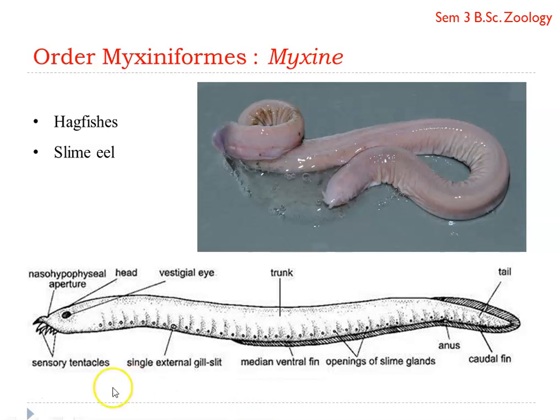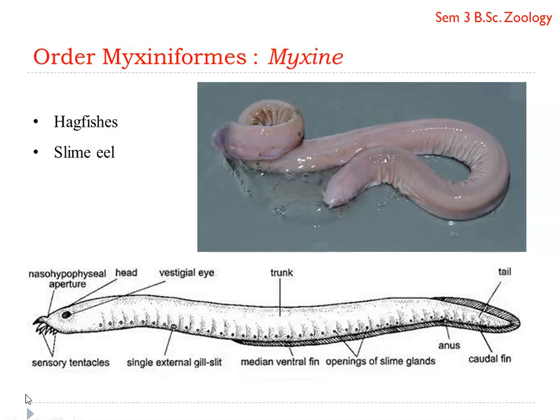So Myxine are referred to as hagfishes, and we saw why they are called hagfishes and why they are also called slime eels. We saw the body divisible into head, trunk, and tail. Oral structures are found in the head. There is a mouth with four pairs of tentacles on the lateral side. On the dorsal side of the mouth, they have the nasal opening. Then they have a median pineal eye and a pair of lateral vestigial eyes.